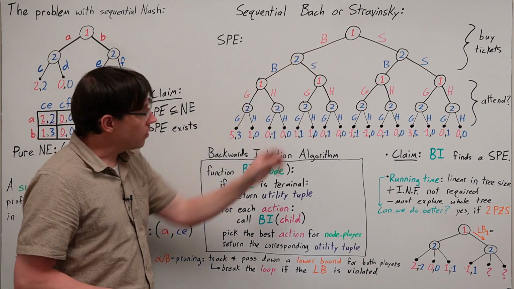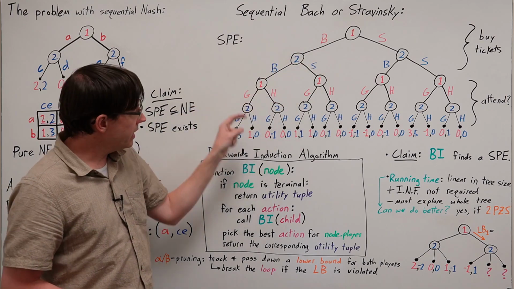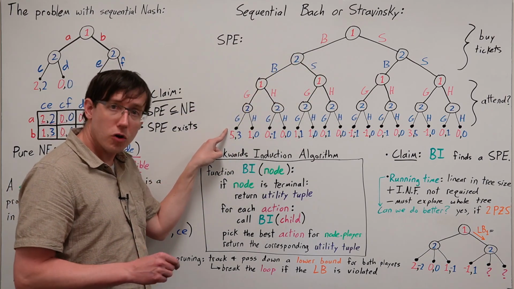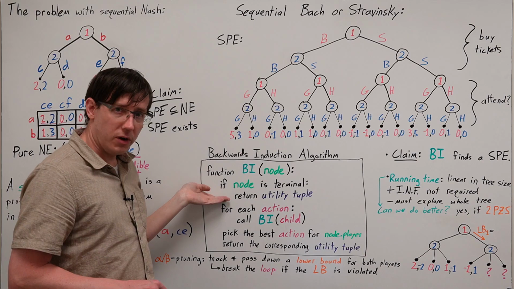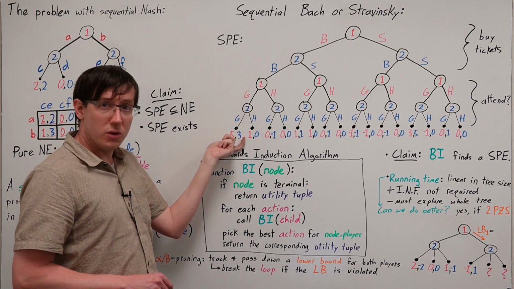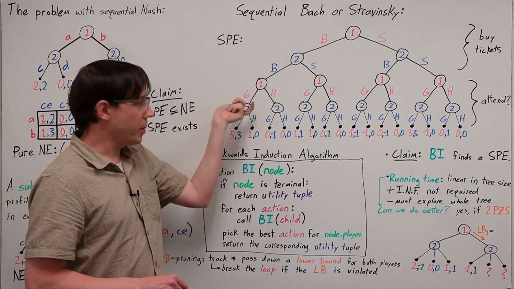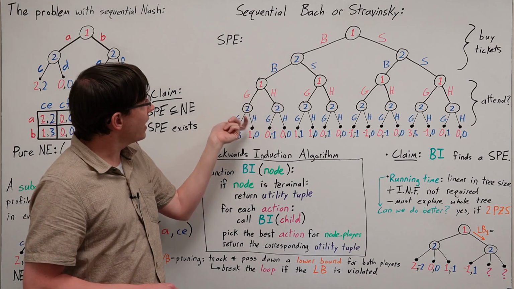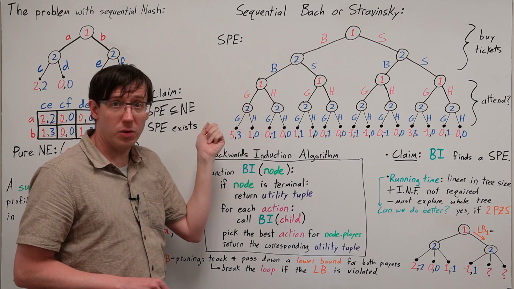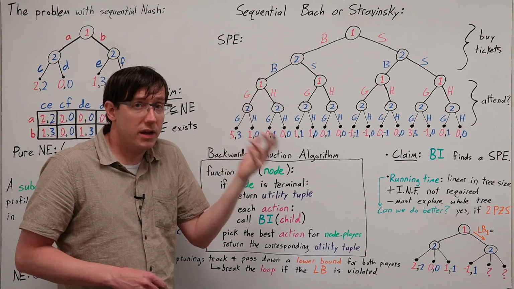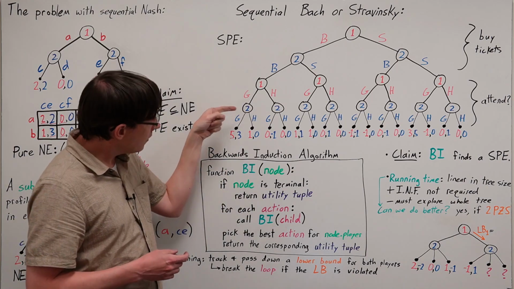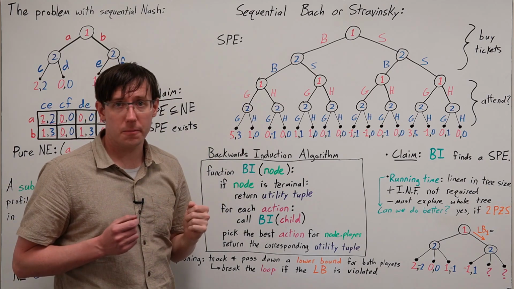The recursive calls continue down the tree until we get to a terminal node, and at the terminal node we just return the utility tuple back to the parent, so that the parent can pick among the available actions whichever one gives the best utility for the player making a decision there.